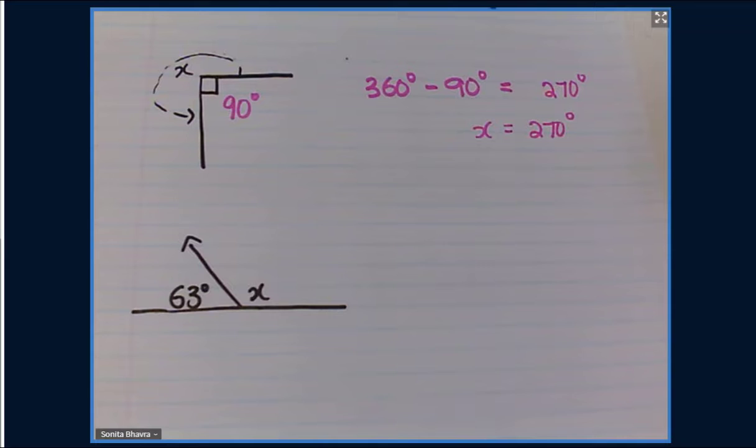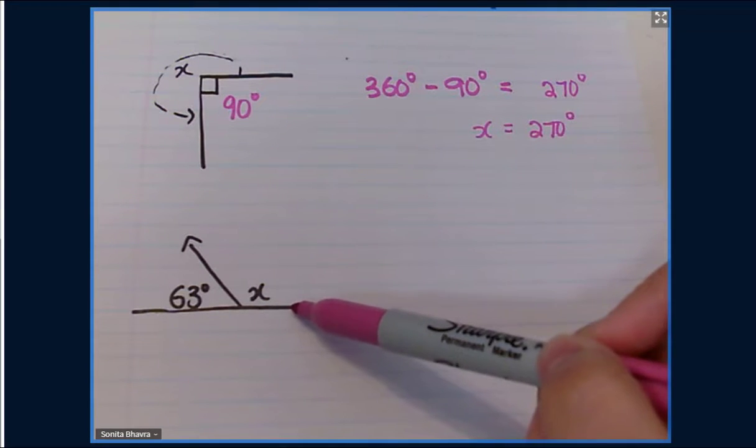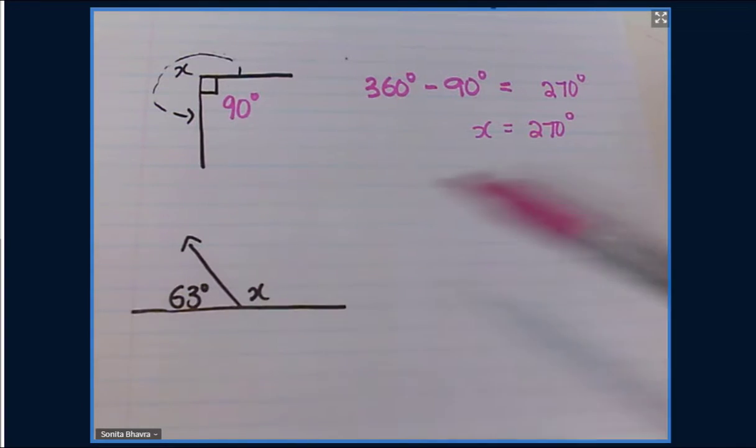All right, and recall a reflex angle is greater than 180 degrees, but less than 360 degrees. So that's a reflex angle right there. This example is similar to the first two we had looked at. If we know a straight line is 180 degrees, we can calculate X. So I'm just going to pause it here and let you guys try that one.